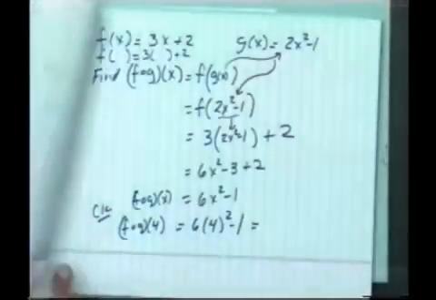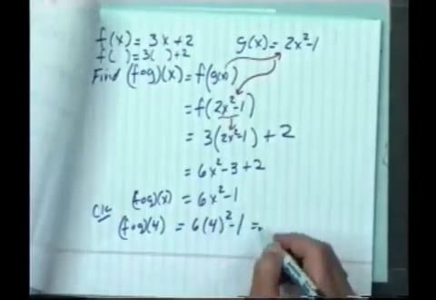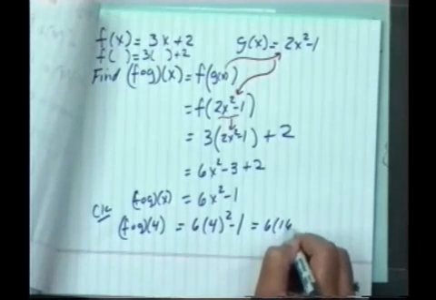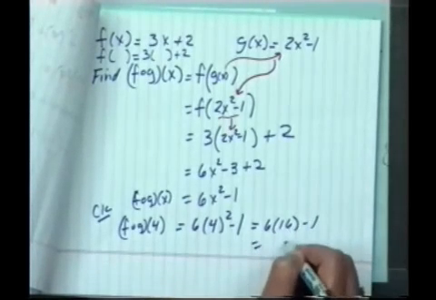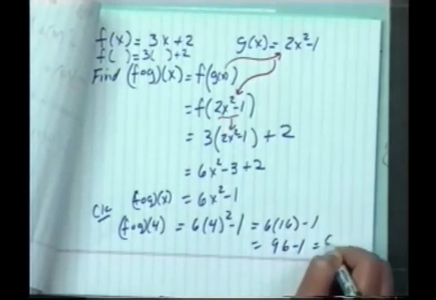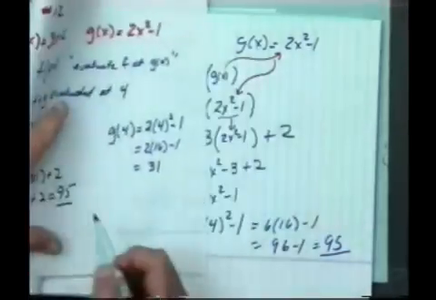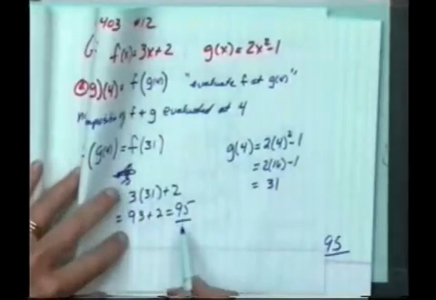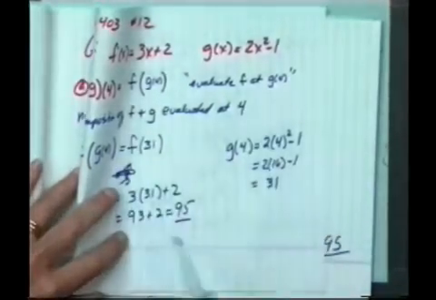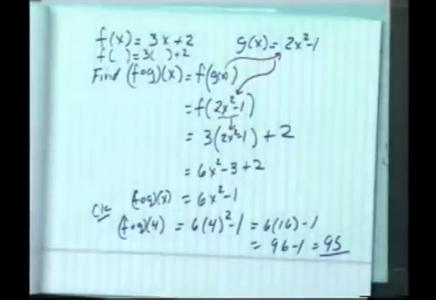Oh, it is 95, I thought. I thought the answer was something else. Okay, 4 squared is 16, and 6 times 16 is 96. 96 minus 1, and we have 95, which is the same thing that we figured out on the previous page, taking it step by step, putting the number in. Okay, does everybody see that?